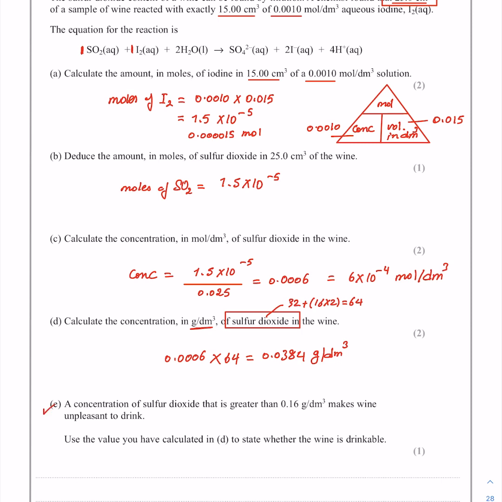Question E. A concentration of sulfur dioxide that is greater than 0.16 gram per cubic decimeter makes wine unpleasant to drink. Use the value you have calculated in D to state whether the wine is drinkable or not. Of course, the value we calculated for the concentration of sulfur dioxide in gram per cubic decimeter, which is 0.0384, is less than 0.16, so this means the wine is drinkable. So here the wine is drinkable because the value we calculated is less than the limit 0.16.